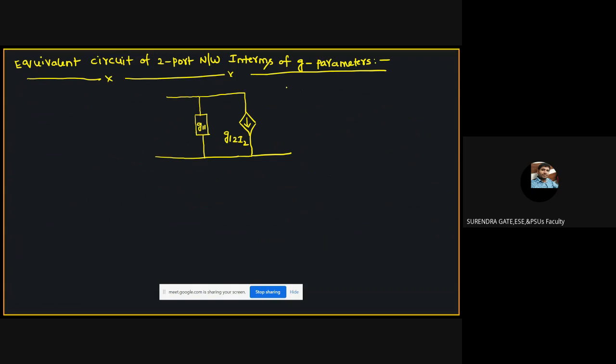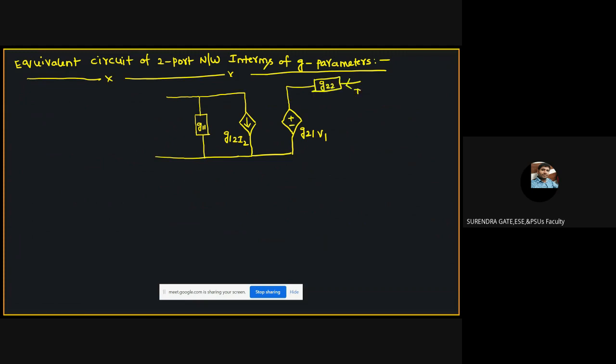Next, G21 V1. G21 has no units, but multiplied by V1 indicates the voltage. G21 V1. Then G22 I2. G22 multiplied by I2 means a series parameter.